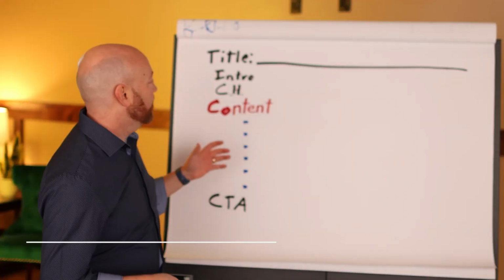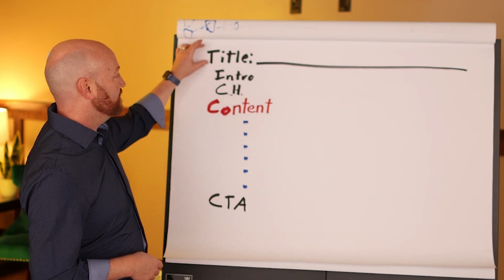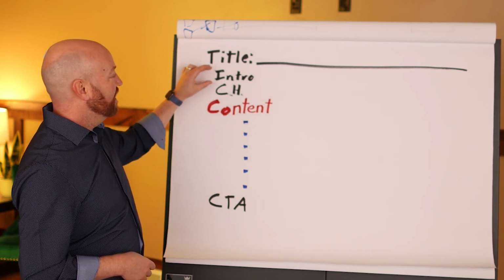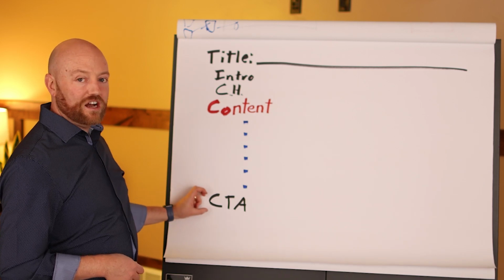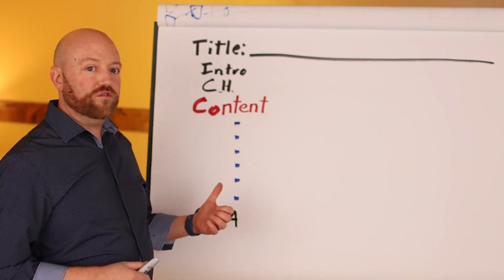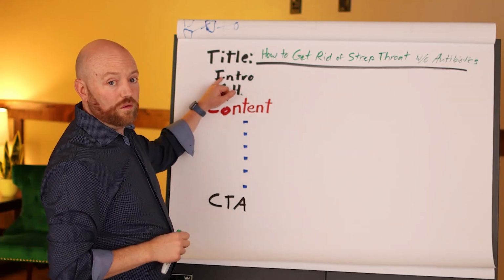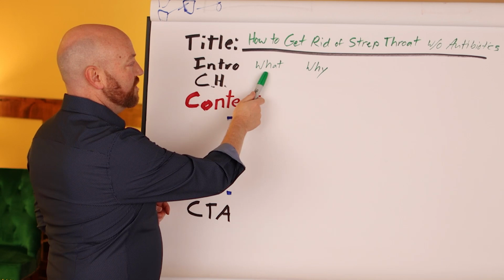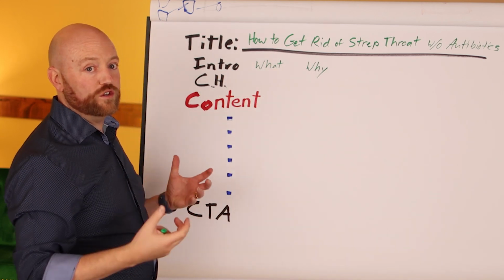Now let's take a step back and talk about how to prepare your content, and it's simpler than you might think. This is the outline that I follow for every one of my episodes. I have a title, an intro, content hooks, the content, and then my call to action. The video that I'm going to demonstrate this on is how to get rid of strep throat without antibiotics. We've already talked about the intro. Remember, there are two things: what is the video about, and why should I watch? This is only 1 or 2 sentences.